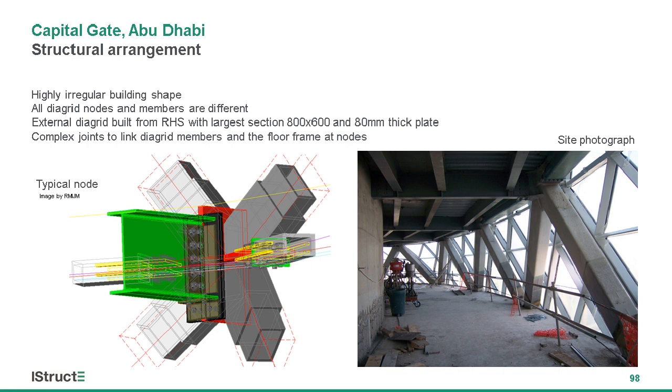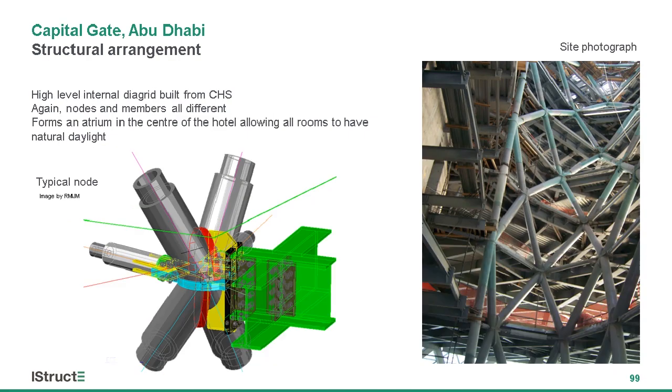These are the way the nodes were built, and that's a shot from inside the structure. Some of these components are huge. I mean, 800 by 600 rectangular sections, 80 mil thick. Wow. And that's another node. Now this is about halfway up the building.